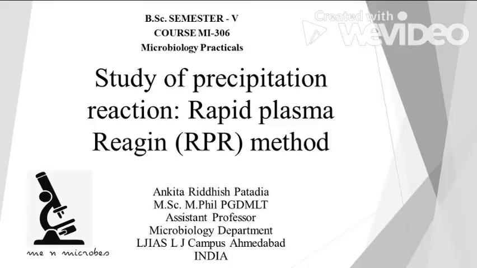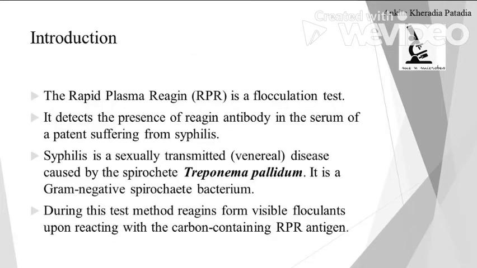Today, we are going to perform an experiment, the rapid plasma reagin test, RPR test, for the detection of antigens of the disease syphilis. It is a study of a precipitation reaction. The rapid plasma reagin test is a flocculation test or rapid precipitation test. It detects the presence of reagin antibody in the serum of a patient suffering from syphilis.